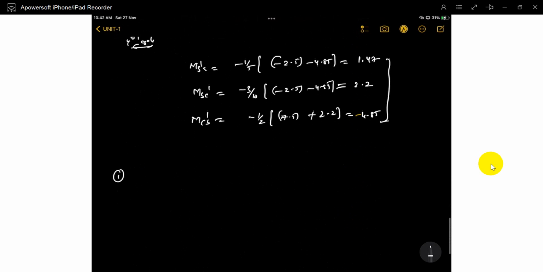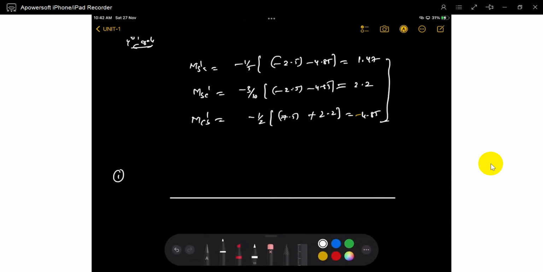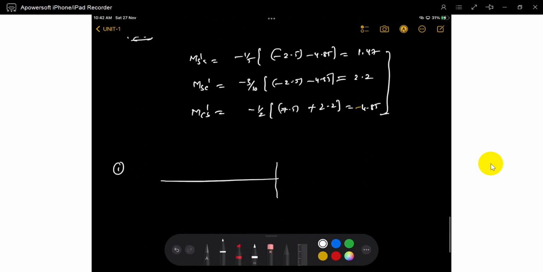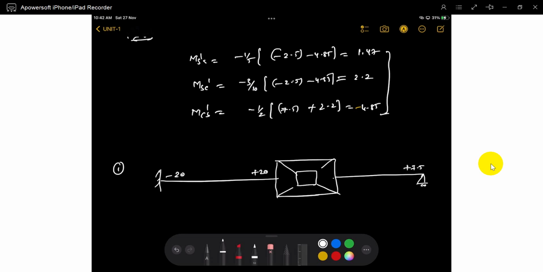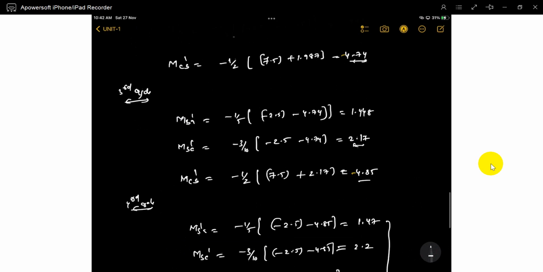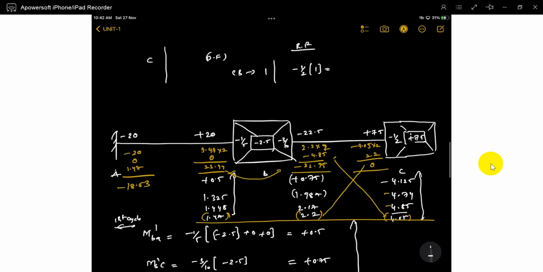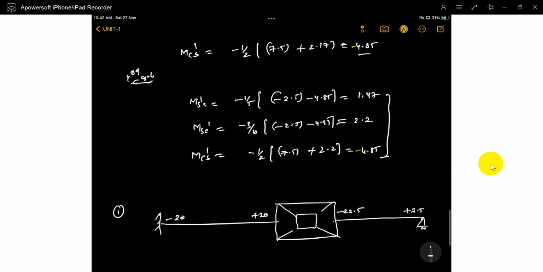So if you see the same problem, it's a hinge joint. It's 7.5, plus 7.5. What is this, minus 20, it's plus 20, it's minus 22.5. What are the rotational contributions? Minus 1, rotation factors, minus 1.5, 1 by 5, minus 3 by 10.